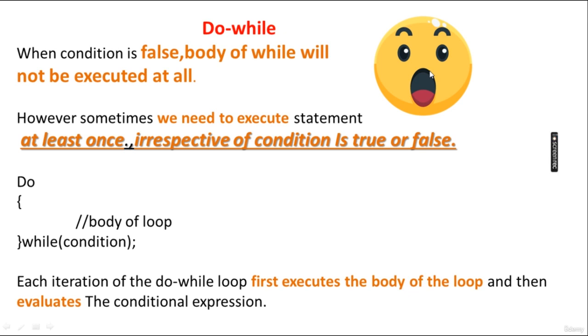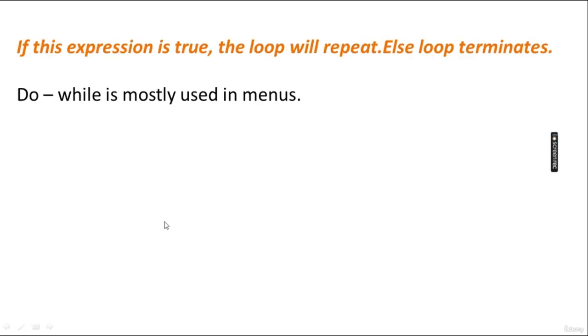In that case, I will use do while. Do body of loop while condition. Each iteration of the do while loop first executes the body of the loop and then evaluates the conditional expression. So, irrespective of the while condition, whatever is written here, it does not require checking it. It will always execute this body of loop at least once. If this expression is true, the loop will repeat, else the loop terminates.